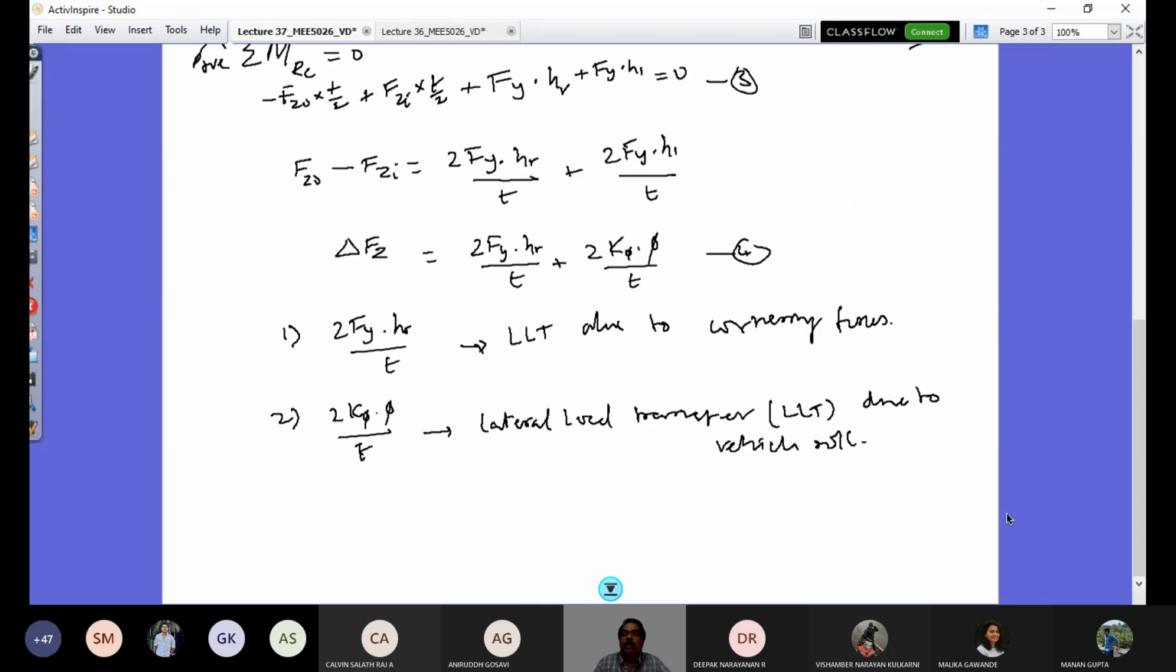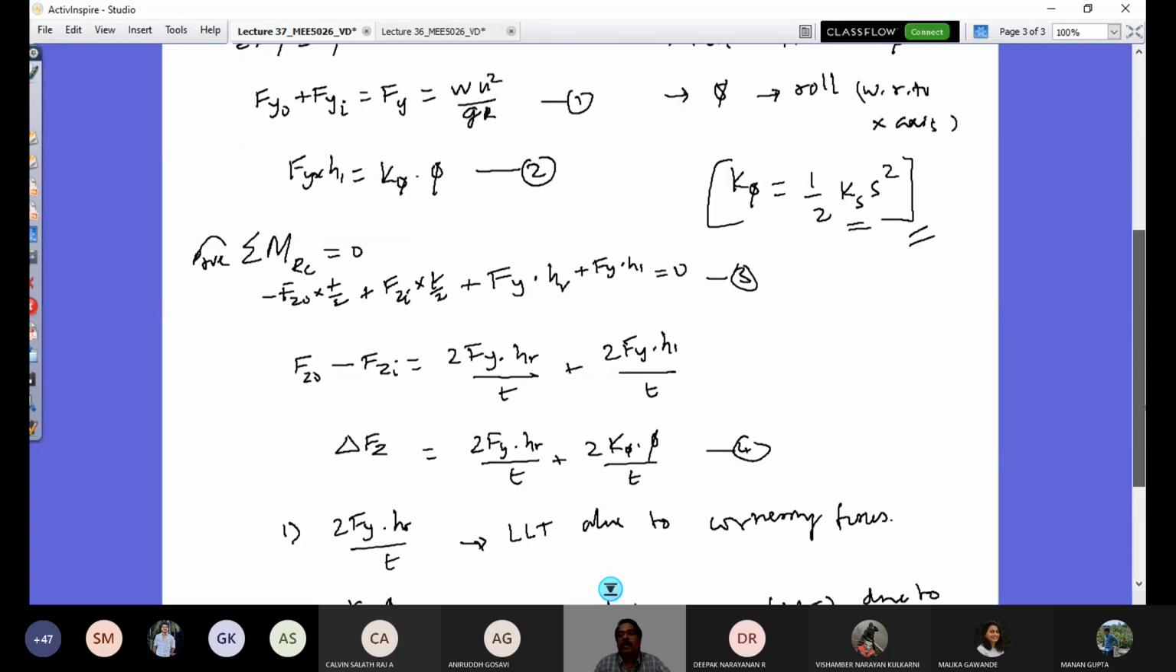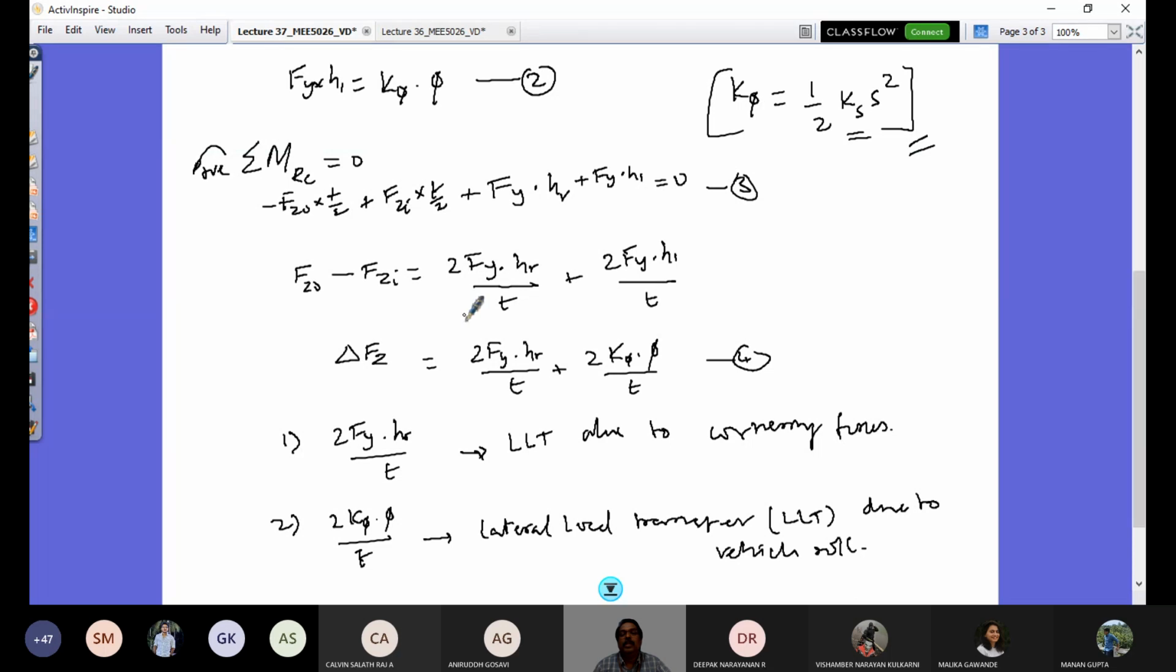Right. So let us understand these two terms refer to two different mechanisms. What is the significance of these mechanisms, and what do you have to critically look at? It is independent of roll angle. If you look at this first mechanism, no roll angle comes in. So the lateral load transfer due to cornering force is independent of roll angle of the body and the roll moment distribution as well, right?